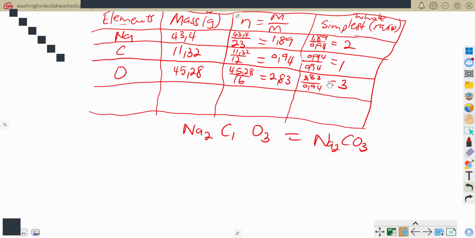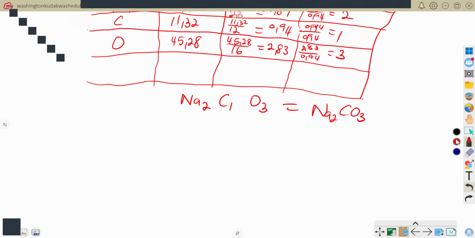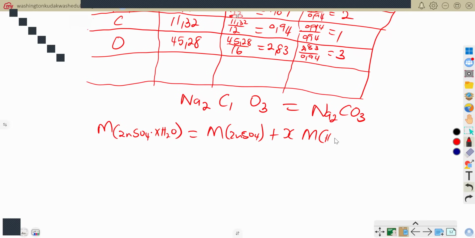So I'm saying that we need to find X. The molar mass for hydrated zinc sulfate is given by the molar mass of zinc sulfate on its own plus X times the molar mass of water, so that we can find this X. So now, what is the molar mass of zinc sulfate?